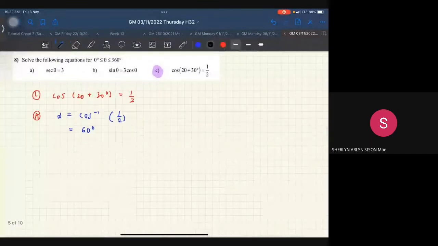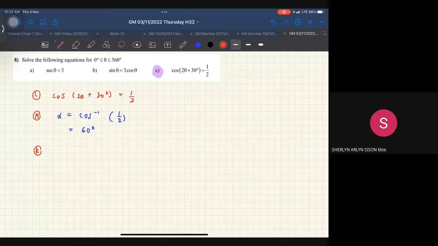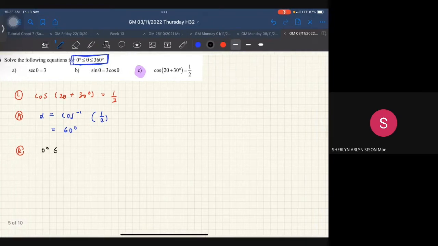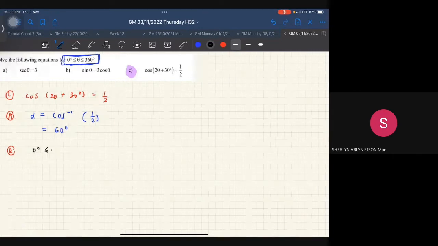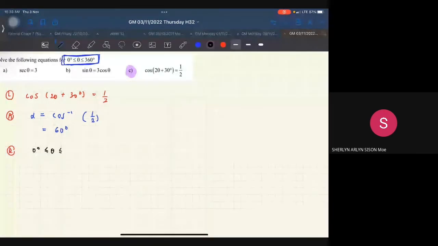Okay, so the third step is R. R ni stands for range. Okay, so untuk steps range, awak salin dulu range yang soalan bagi. This is the one question gave you. Okay, ni soalan range asal. So salin je balik. So awak ada 0 degree, less than or equal to theta, less than or equal to 360 degree.